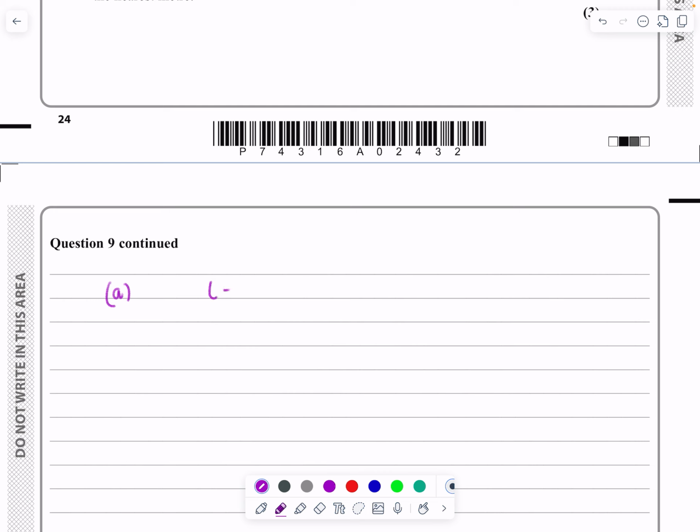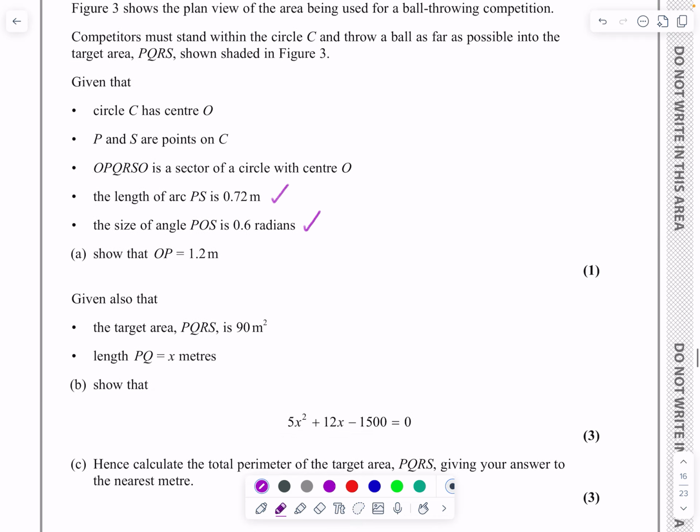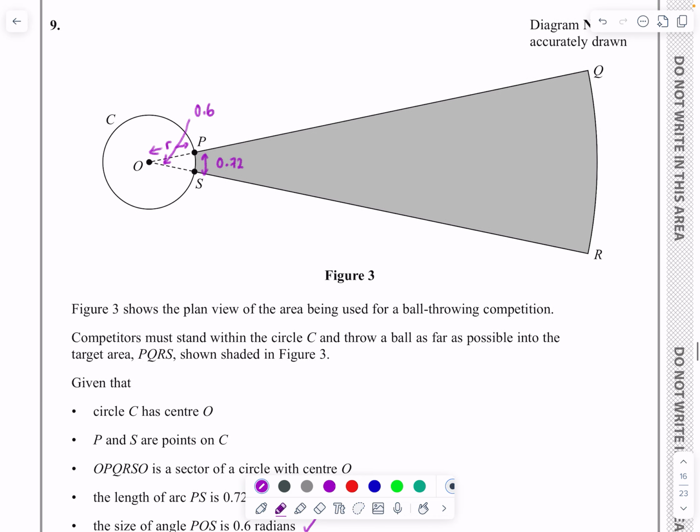So simply quote that L equals r theta and then put in the information that we have. 0.72 is equal to r times 0.6. So r is going to be 0.72 divided by 0.6. And we know what it is because they've asked me to prove it. That works out to be equal to 1.2 meters. So that's the radius. I'm not going to put it in because I haven't got space on the diagram. But that's the radius of that circle there.